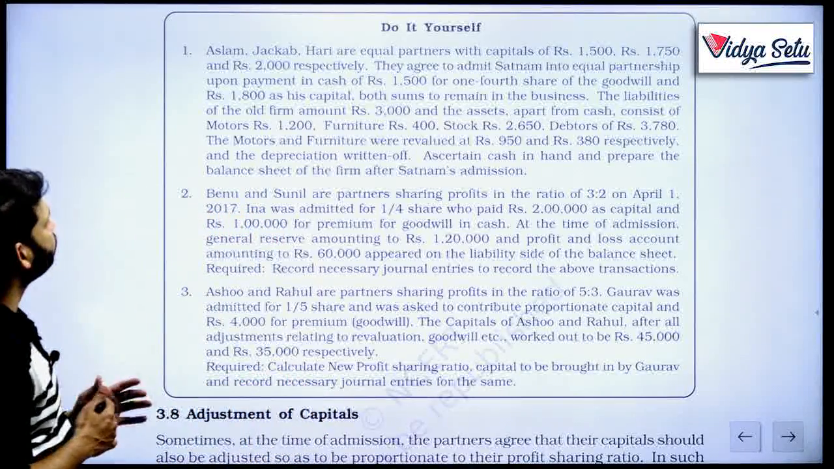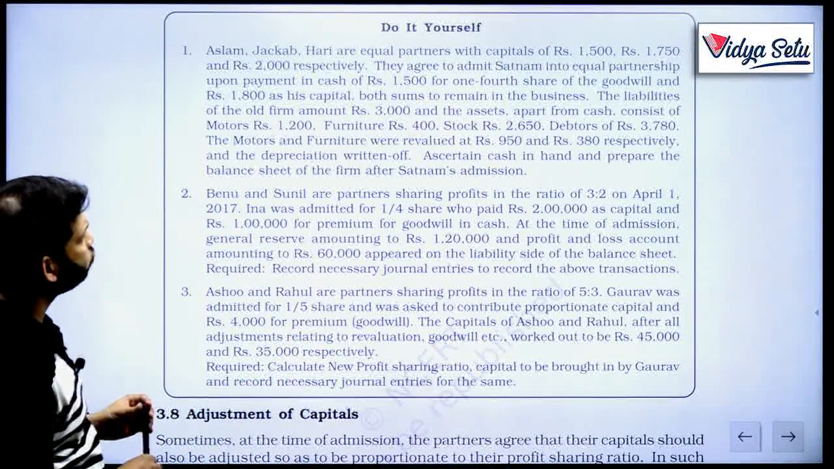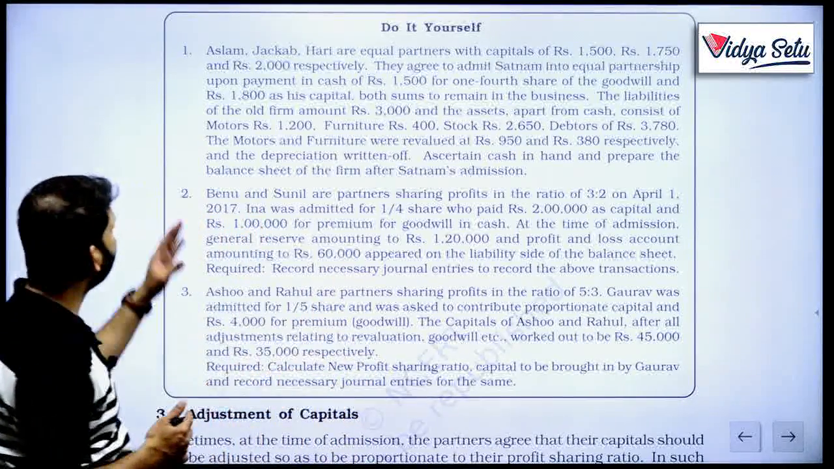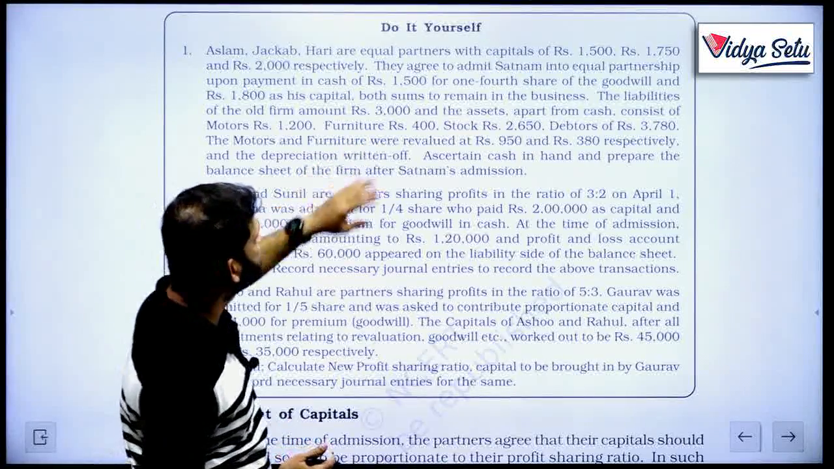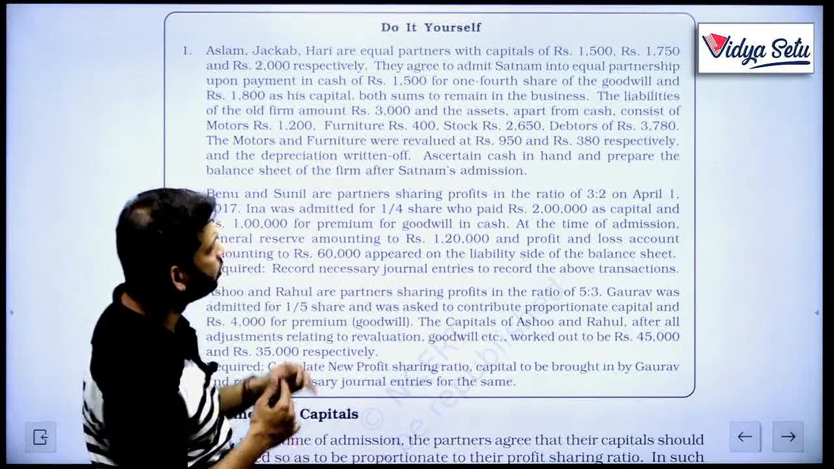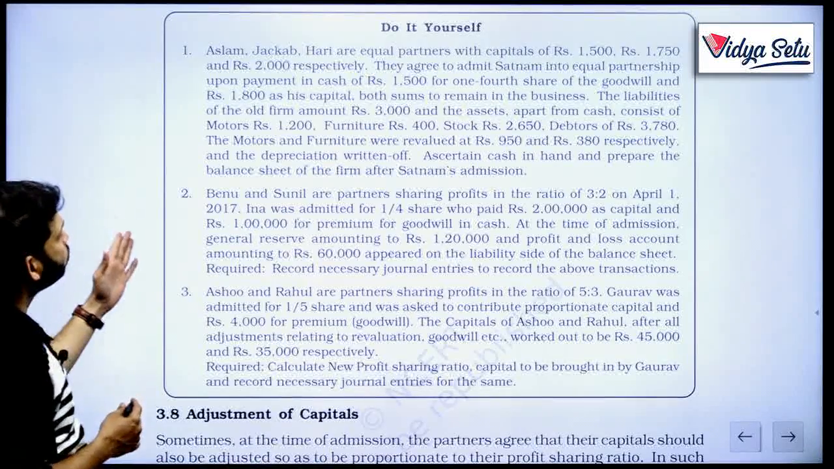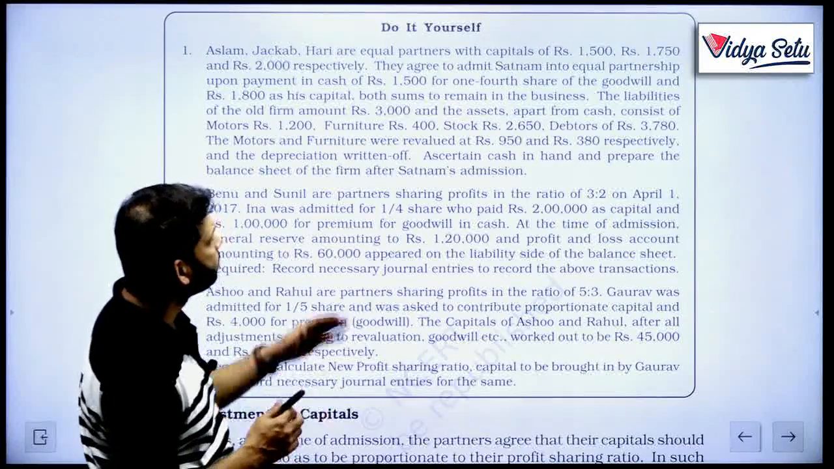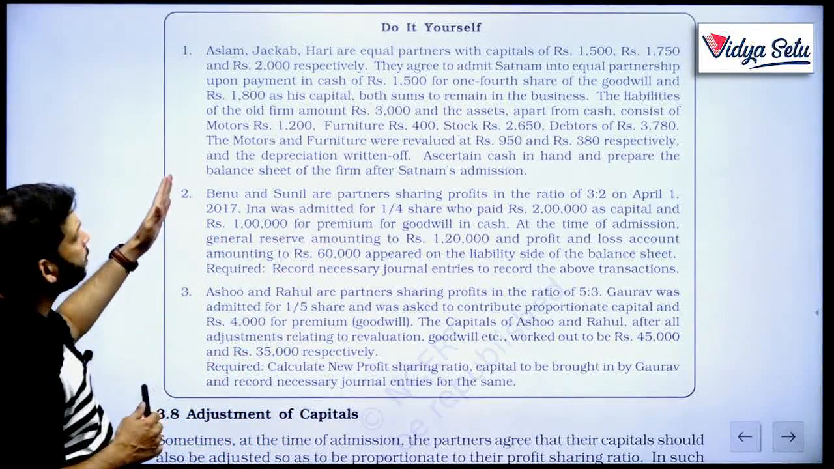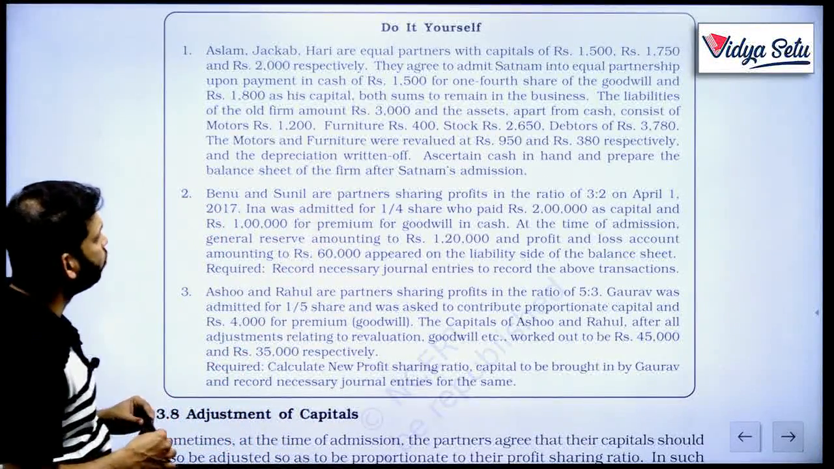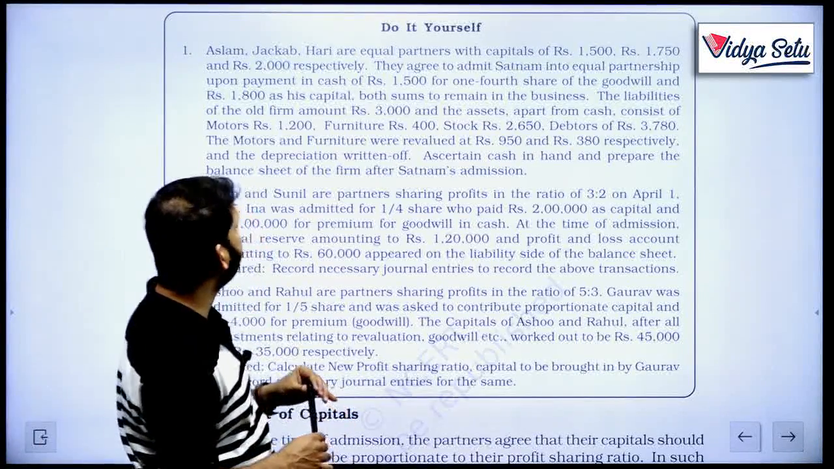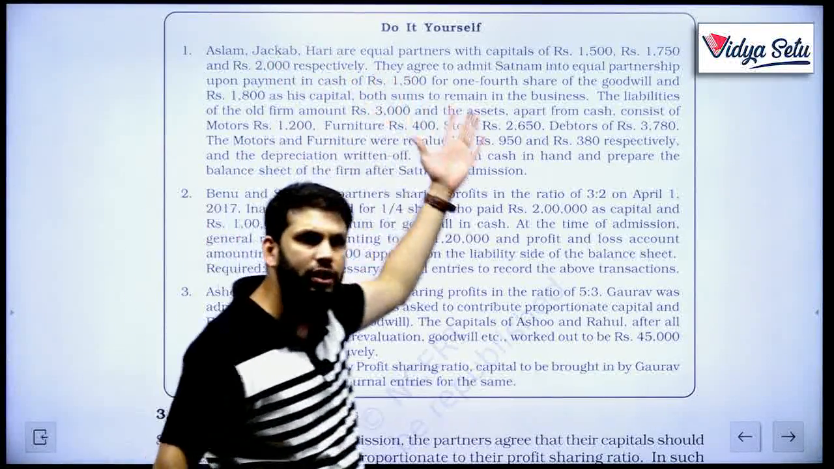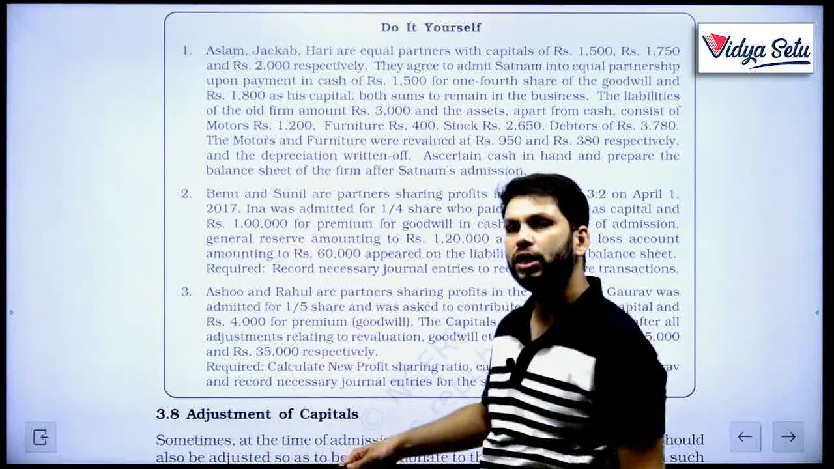The liabilities of the old firm amount to rupees 3000 and the assets apart from cash consist of motor 1200, furniture 400, stock 2650, debtors 3780. The motors and furniture were revalued at 950 and 380 respectively and the depreciation written off. Ascertain the cash in hand and prepare the balance sheet of the firm after Satnam's admission. So the question might look difficult, but it is not. Let's break the question and do it.